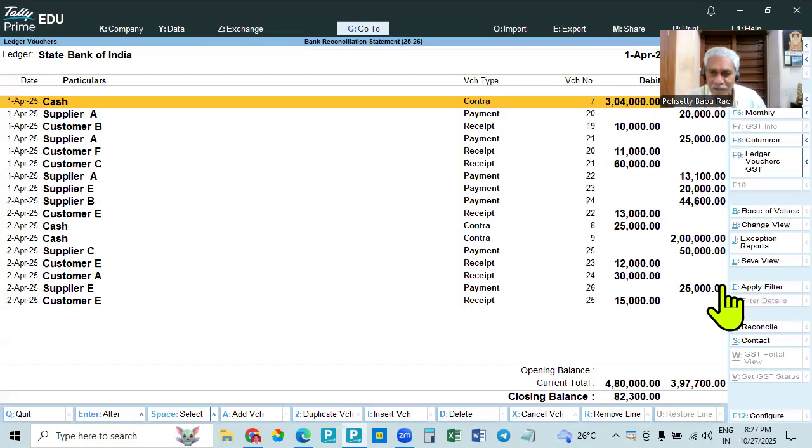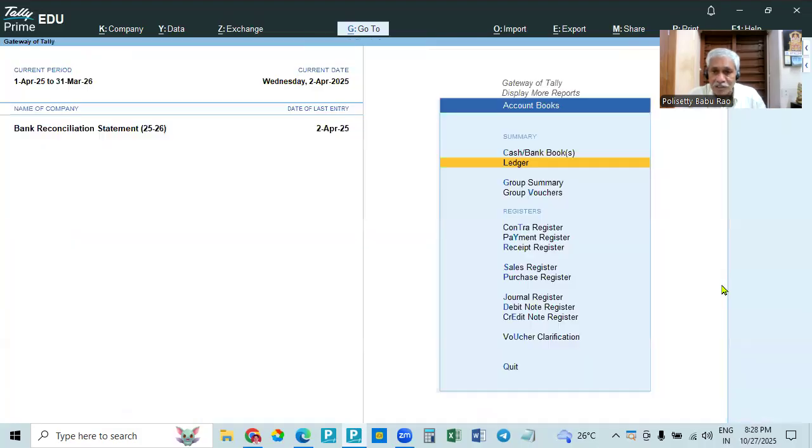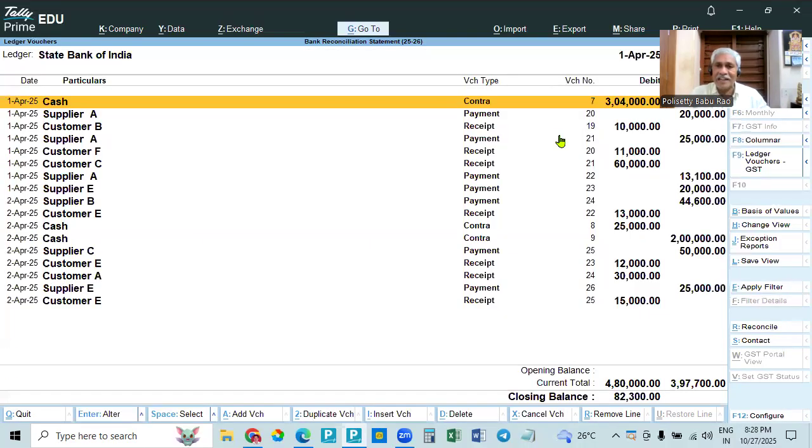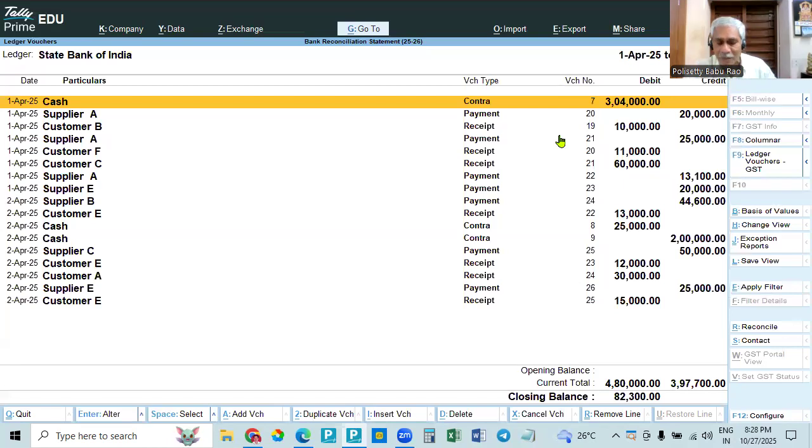And if you go this way and select this one, it will show the months April, May, June, July. So directly we can select the month and enter, and you will get the transactions from it.